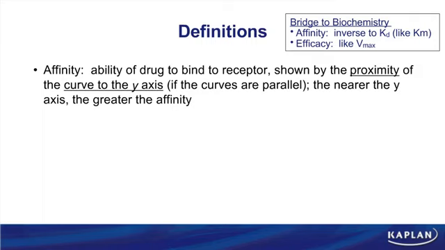First, if I'm asked to compare affinities, affinity on a dose-response curve is measured by the proximity of the curve to the y-axis. In other words, the curve that is shifted closest to the y-axis represents the drug that has the greatest affinity. We have one big assumption here, and the assumption is the curves have to be parallel. In other words, the only way to compare affinities is if the slopes of the curves of these drugs you're comparing are parallel, and we'll see some examples of that.